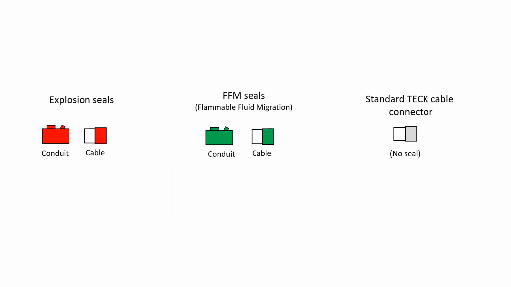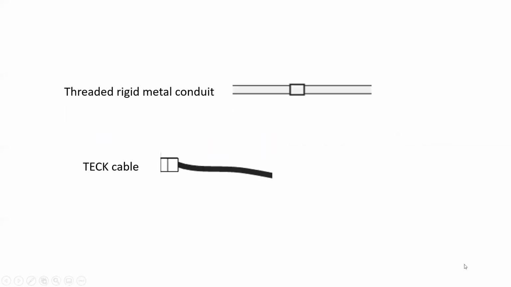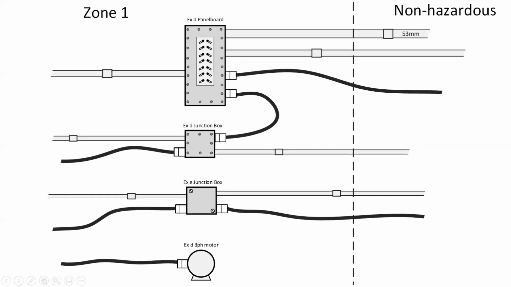We're going to differentiate between these three different types by the color. Red is explosion, green is flammable fluid migration, and a standard gray covering is simply no seal at all when used in reference with a TECK connector. The types of wiring methods we're going to utilize are threaded rigid metal conduit and TECK cable. Well, let's get started on zone 1.